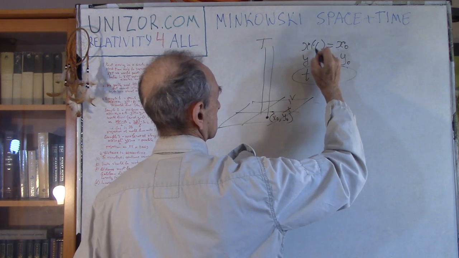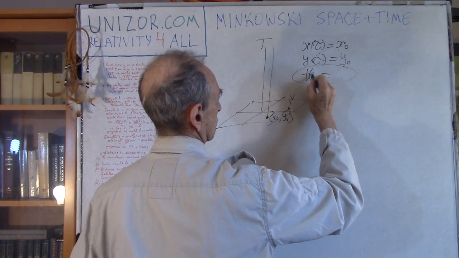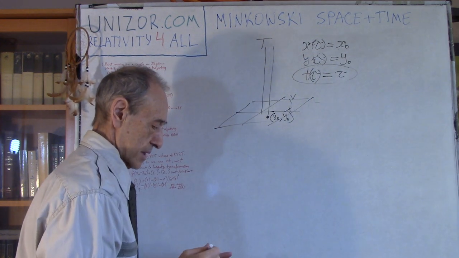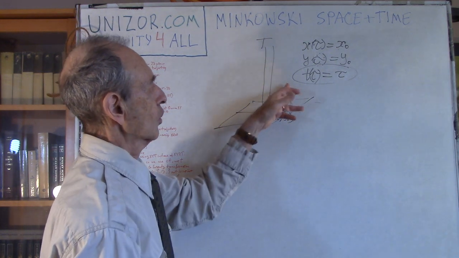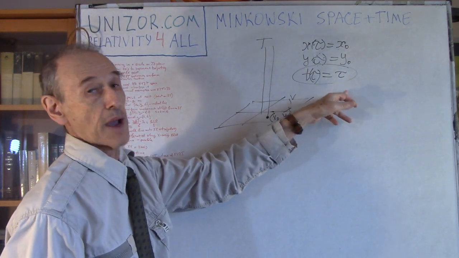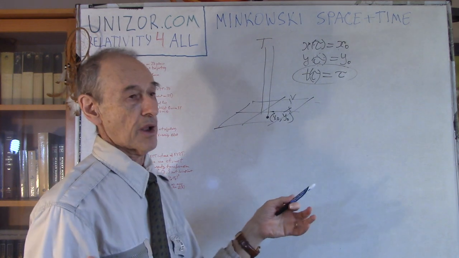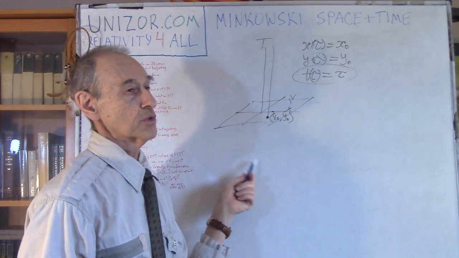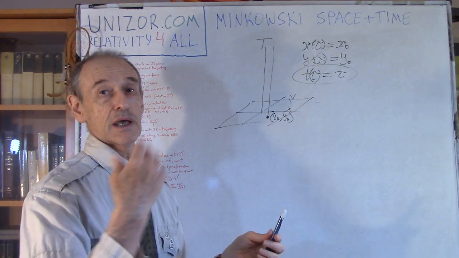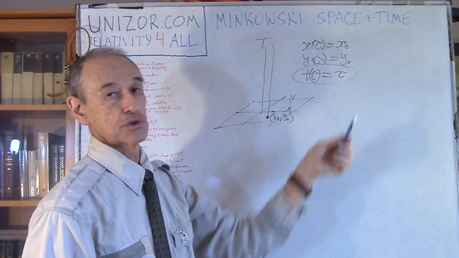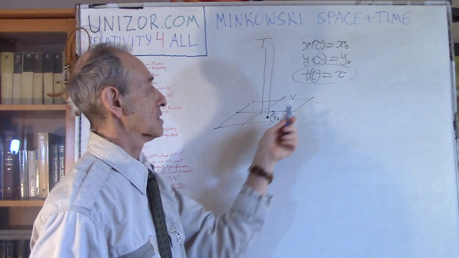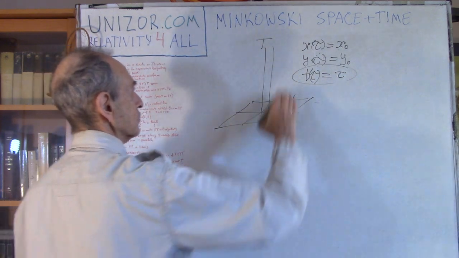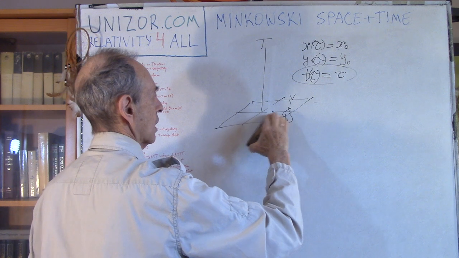I will use, for example, t of tau is equal to tau. So that basically gives me coordinates based on some parameter tau, whatever the parameter is. It can be from minus infinity to plus infinity. Minus would correspond to past, and plus would correspond to future, and tau equal to zero is the current moment.